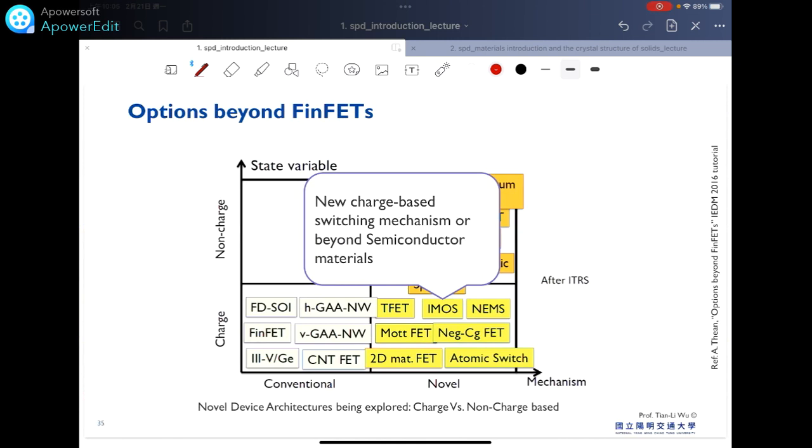And also, right now, we consider new charge-based approaches. So we are considering new switching mechanisms. We have proposed some technologies that are actually based on a new switching mechanism. For example, one that was also very popular before is called the TFET, which is a tunneling FET.